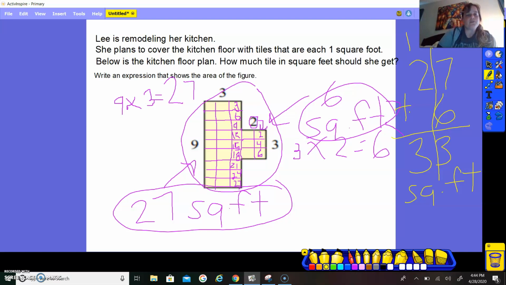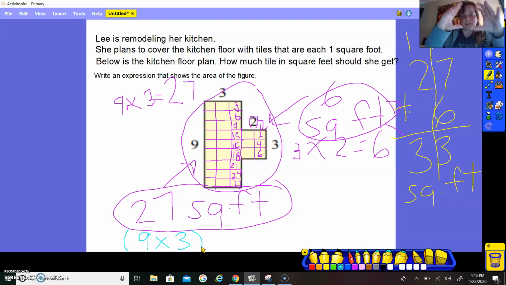Now, we are supposed to write an expression that shows the area, that shows what we did. Now, we already have those pieces of it. So I'm going to change this to maybe bright blue. And I'm going to write my expression at the very bottom of this. So my expression is, and I'm going to put parentheses here. First, we did 9 times 3. So I'm going to write that here. 9 times 3. And those two factors go together. So that's where the parentheses come in.